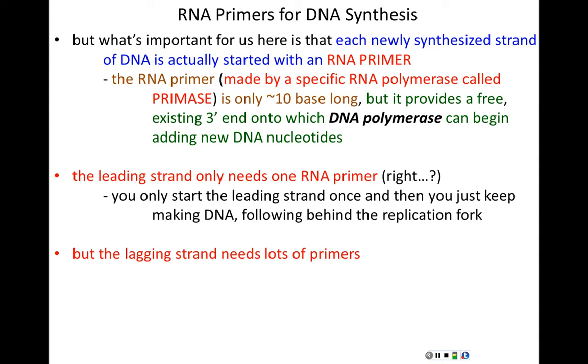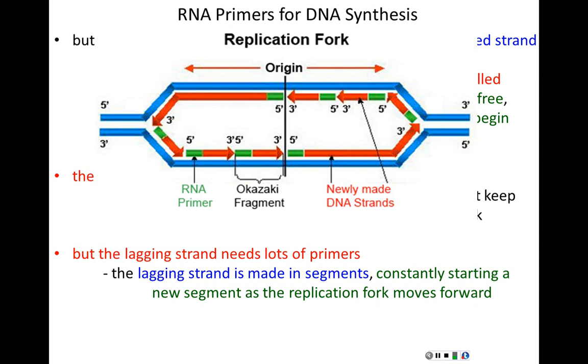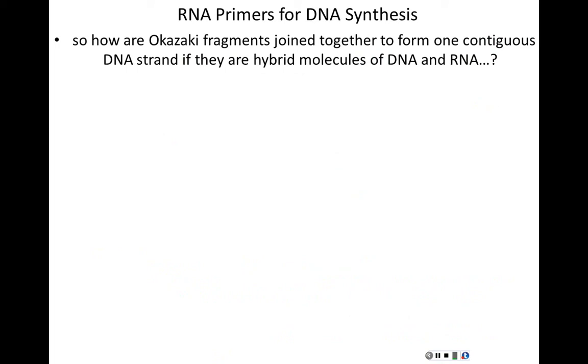But the lagging strand needs lots of RNA primers. The lagging strand is made in segments, and each segment is its own new cycle of replication. So since the lagging strand is made in segments, constantly backstitching and moving behind the fork and then replicating DNA back towards it, we need a new RNA primer for each of those segments. So each Okazaki fragment on the lagging strand represents a new round of DNA replication, so each of those fragments had to have its own RNA primer. So that's a mess. That means the lagging strand is not only synthesized in pieces, it is a conglomeration of DNA-RNA hybrid pieces. So how in the world can we join Okazaki fragments together to make one contiguous DNA-only strand if they are these hybrid molecules?